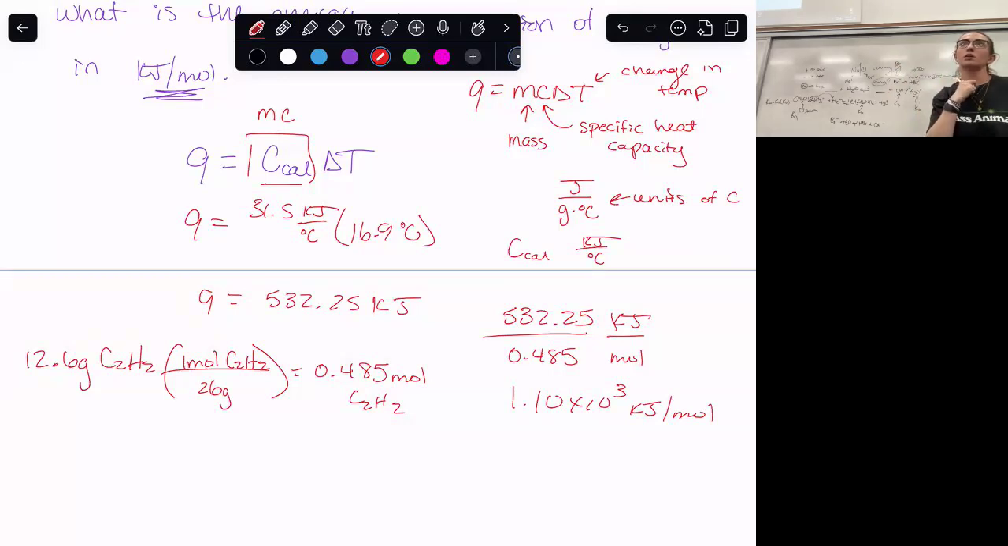Did we not put a negative on the C-cal thing because it's combustion? Your temperature is increasing here. So since you're having a positive delta T, that means that it is absorbing heat. So if it's absorbing heat, it's taking in heat, which makes it a positive. If it's a temperature decrease of 16.9, then we would want Q to be negative because it's releasing heat. Does that make sense?